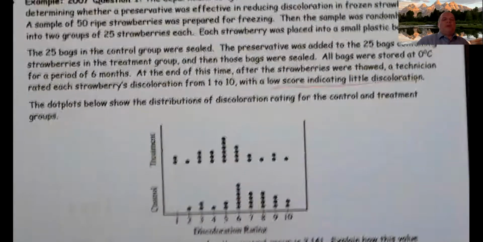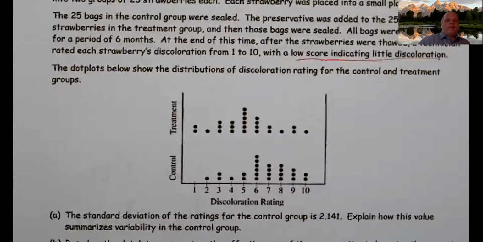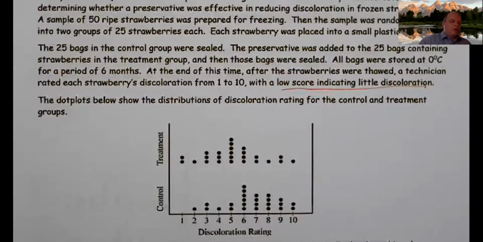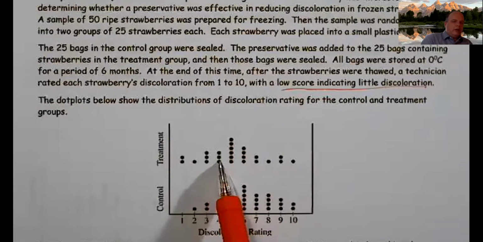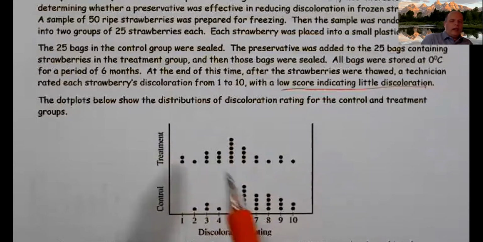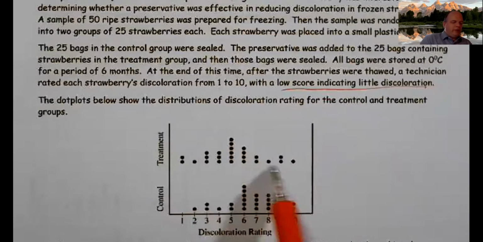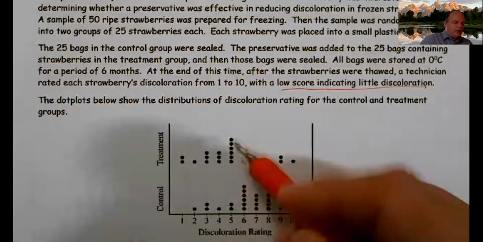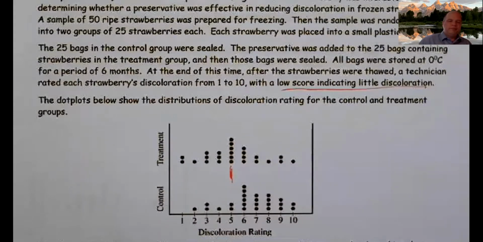And then I have the dot plot. So let's just look at the dot plot for just a moment. So this one right here got the preservative, and this one did not. This one is reasonably symmetric and looks to be centered about 5.